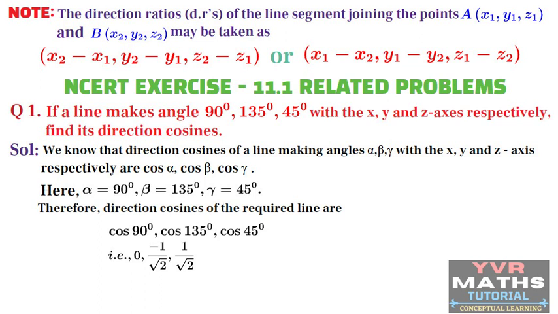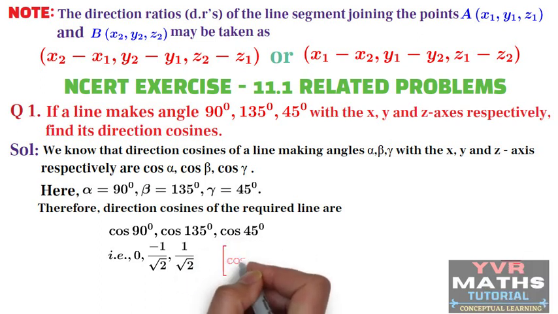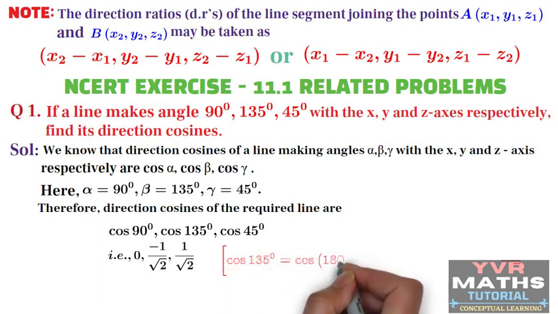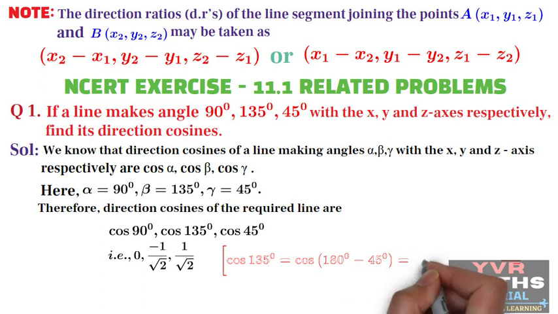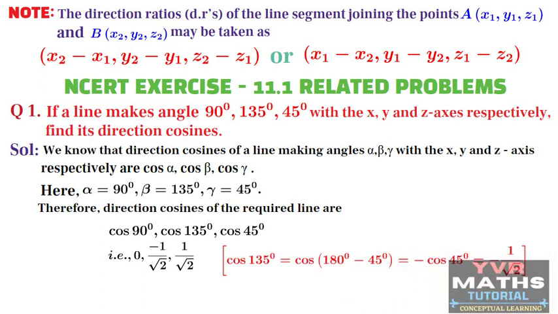How cos 135 degrees value is minus 1 by root 2? I will explain here. Cos 135 can be written as cos 180 minus 45. That is equal to, 180 minus 45 is the second quadrant. In the second quadrant, cos is negative. That's why minus cos 45. Minus cos 45 degrees value is 1 by root 2. That's why cos 135 degrees value is minus 1 by root 2.